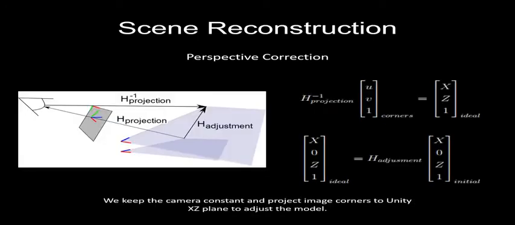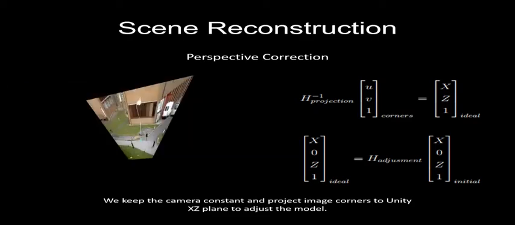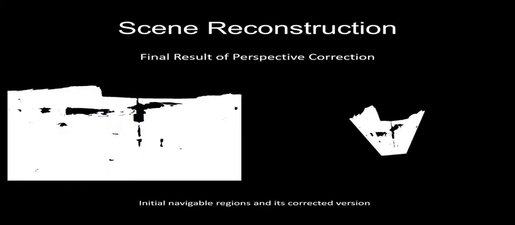We reverse the projection to project image points over the XZ plane. Then we calculate another adjustment homography for a perfect model. After readjusting the model, we obtain a perfect placement according to image corners. Here is our corrected model that is ready for placement. Here, we show a comparison between the initial navigable region image and its perspective corrected correspondence.